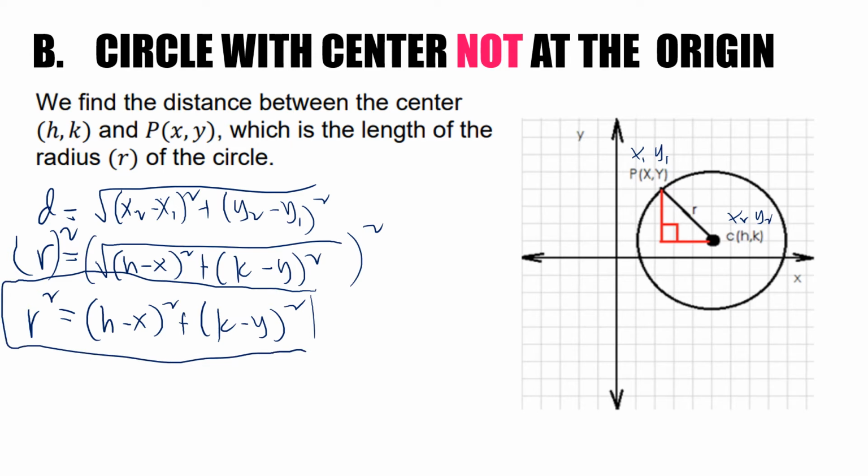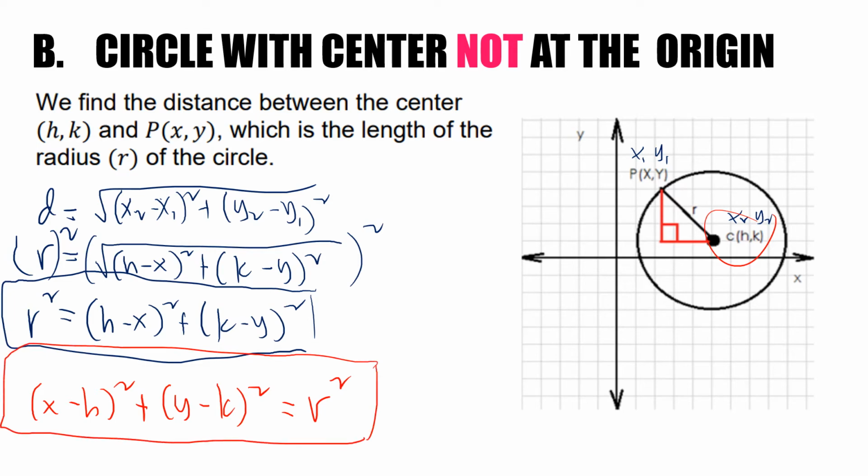But in most of the books, pinabaliktad natin ito. Pwede naman yan. So therefore, our equation will be x minus h squared plus y minus k squared equals r squared. So again, please remember that h and k is the coordinates of the center of the circle. So this is now your equation.